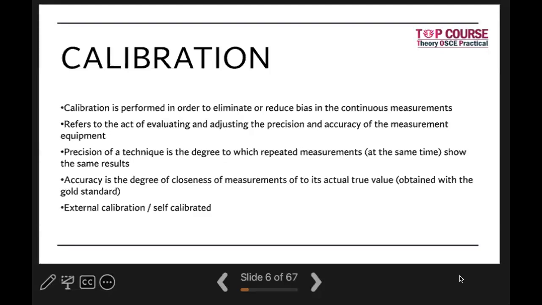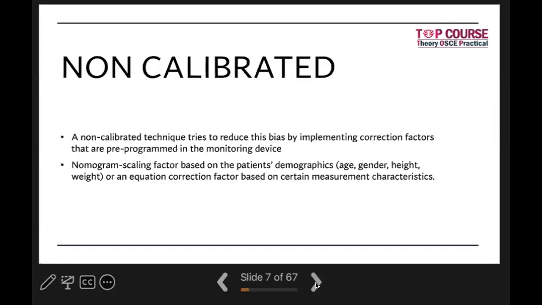There are internally calibrated devices like FloTrac and LiDCO Rapid. These are devices which calibrate themselves without any cold saline or dye dilution techniques, based on the patient's age, hemodynamic status, and nomograms. It just adjusts automatically. This process is called internal calibration or non-calibration. A non-calibrated technique tries to reduce this bias by implementing correction factors. These are pre-programmed correction factors formulated by the device manufacturers, mainly based on the nomogram scaling factor based on the patient's demographics, or an equation correction factor based on measurement characteristics.